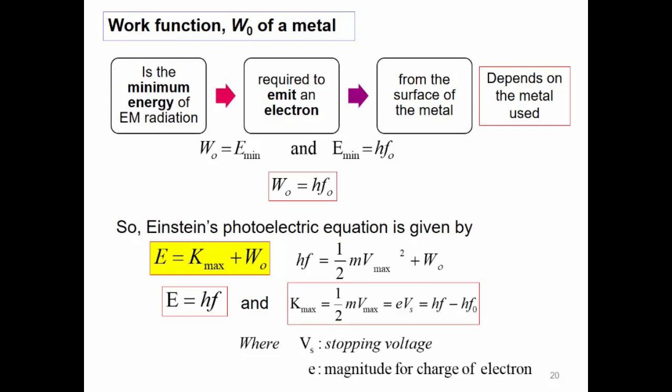So, Einstein photoelectric equation is given by E equals K maximum plus the work function, which is W0. From the formula, take note that E is the energy carried by the photons, which is hf. Meanwhile, K maximum is equal to half mv squared, which equals hf minus hf0, which refers to the maximum kinetic energy of the photoelectron emission.